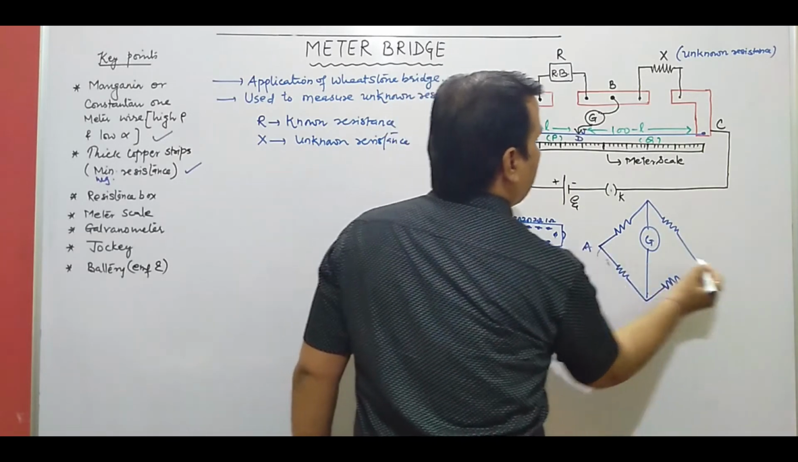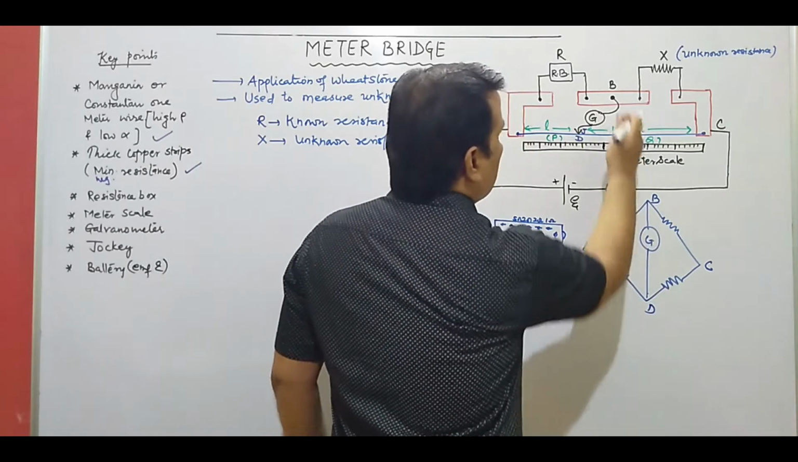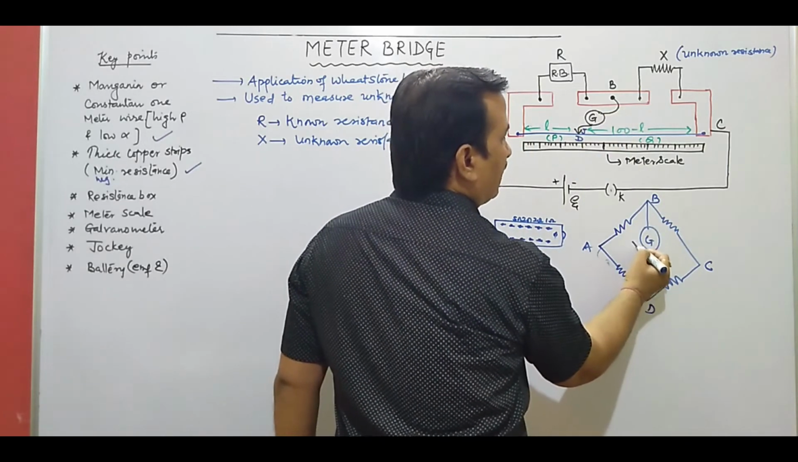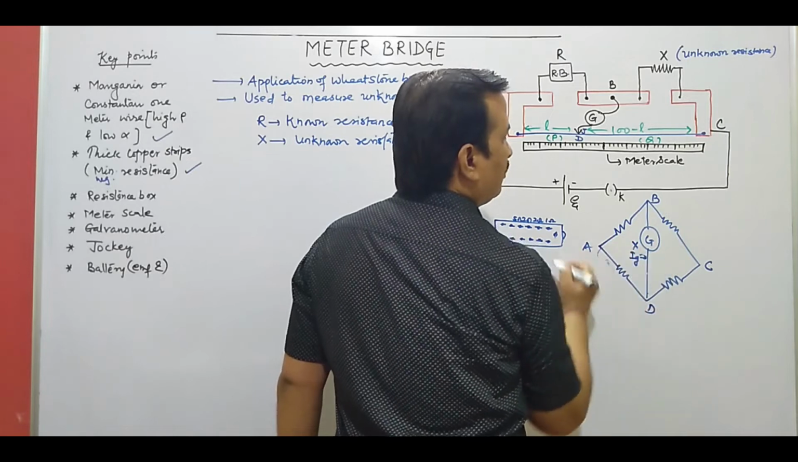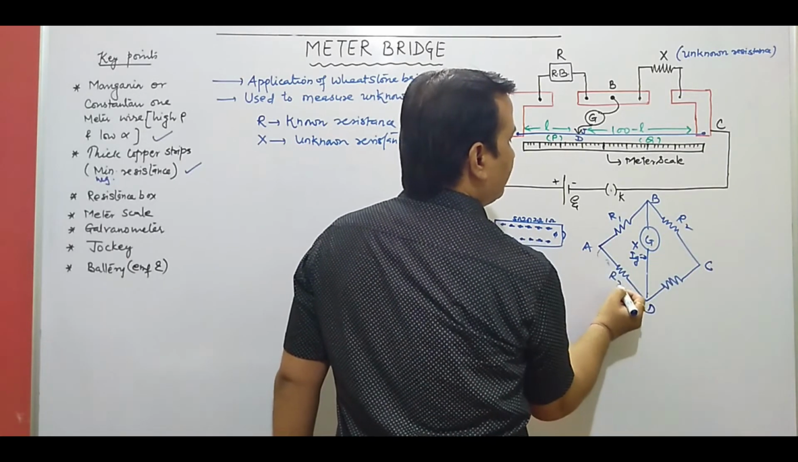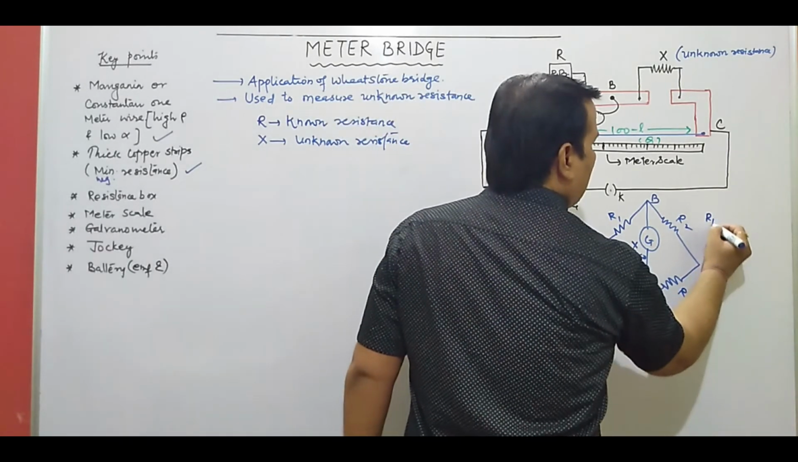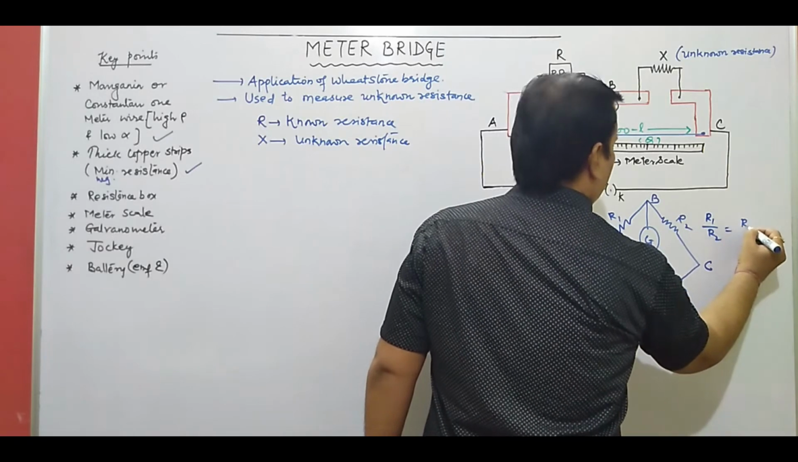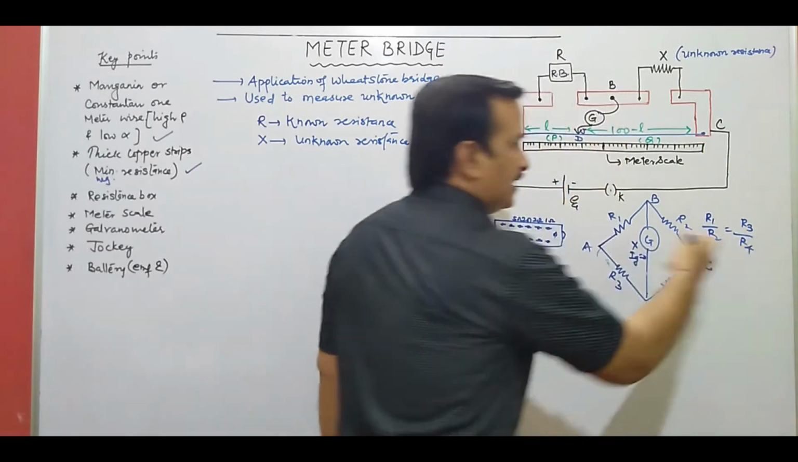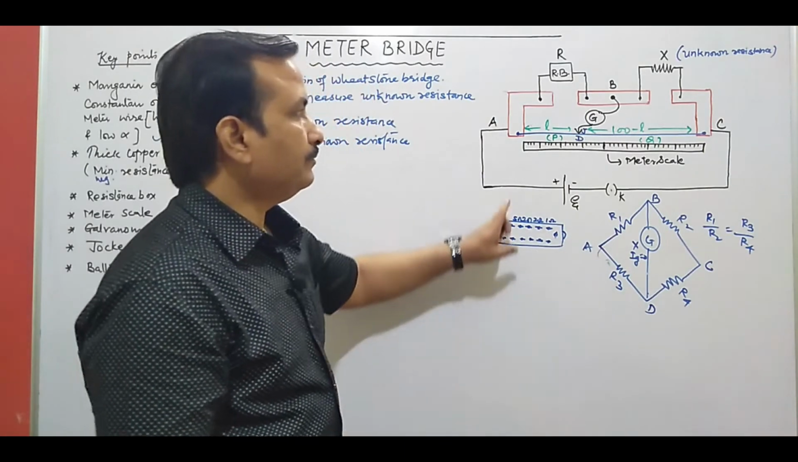This is your A, C, this point is B, this point is D. Between B and D we have the galvanometer where there is no current, Ig is 0. This one is, you can say, R1, this is R2, this is R3, this is R4. So what it says, the balance situation is R1 upon R2 equal to R3 upon R4. This formula only we'll be using to find out the unknown resistance.